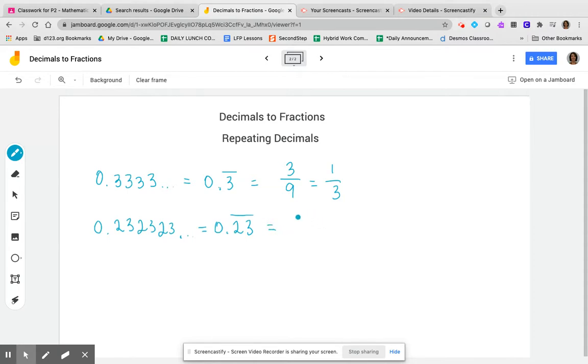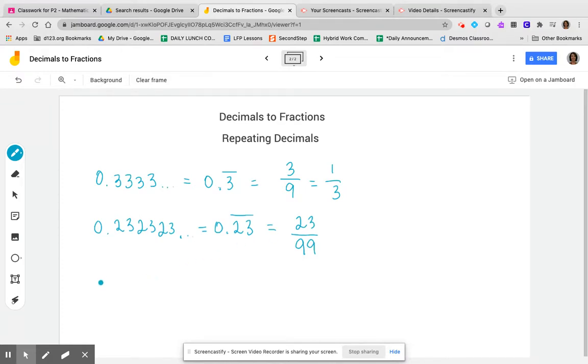And now to make this into a fraction, my numerator is going to be the digits that repeat, 23, and my denominator is going to be however many digits repeat, I need that many 9s as my denominator. So since 2 digits repeat, I need 2 nines in my denominator. And I can't reduce this one any further.